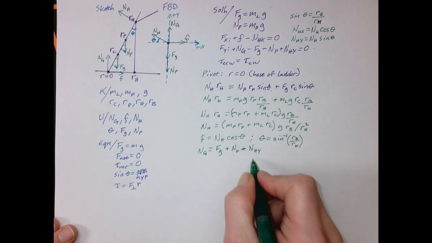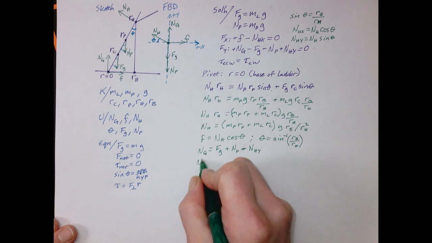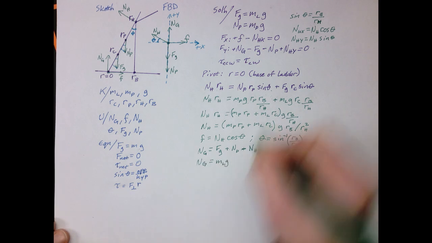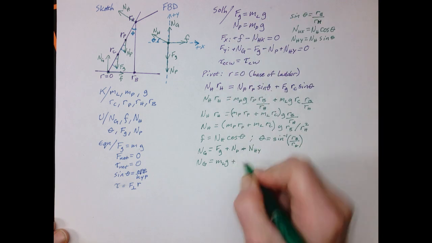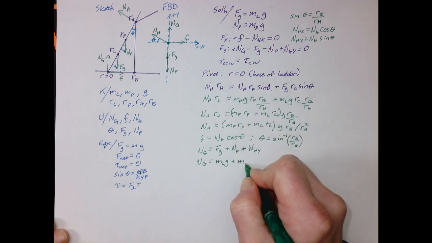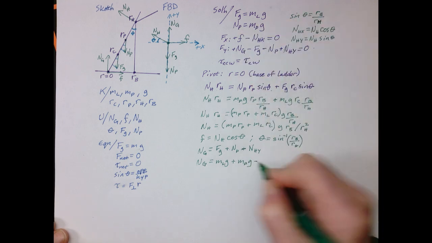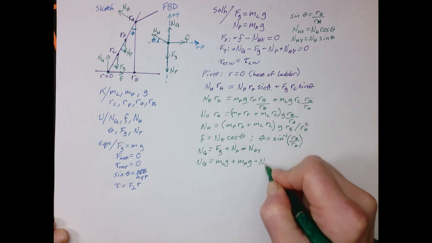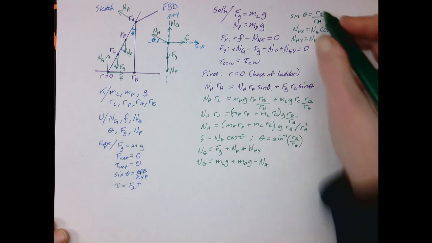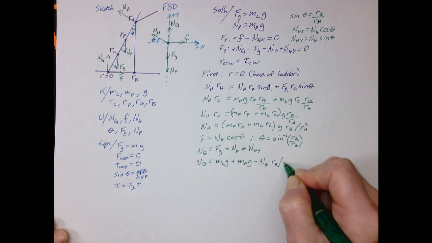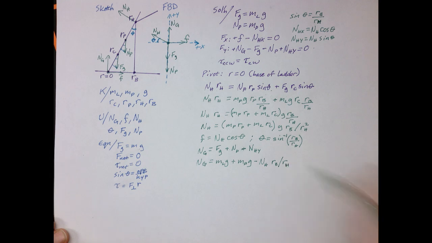Now we'll substitute our other expressions for these values. N sub g equals m sub l g from this expression plus m sub p g from this expression minus n sub h times sine of theta, which is r sub b divided by r sub h. And now we've completed the symbolic solution for this problem. All that remains is to plug in the numbers.